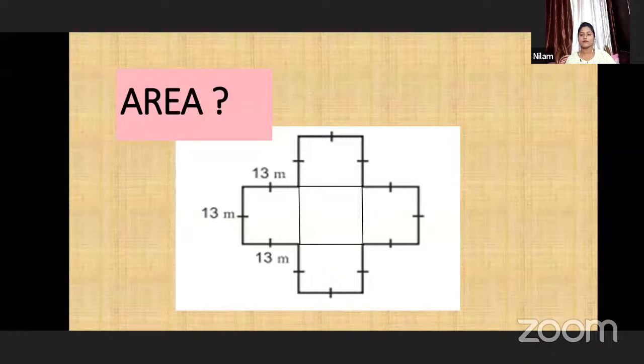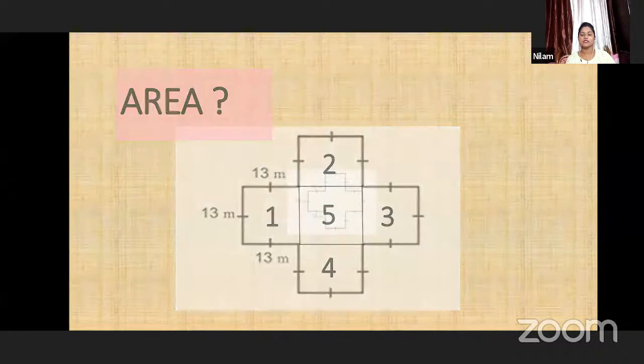5 squares. 5 squares or 4 squares? I heard somebody say 4 squares. 4 squares or 5 squares? Yes, 5 squares are there. So now we can easily find out the area because now we have got the shape. So there are 5 squares in this figure.